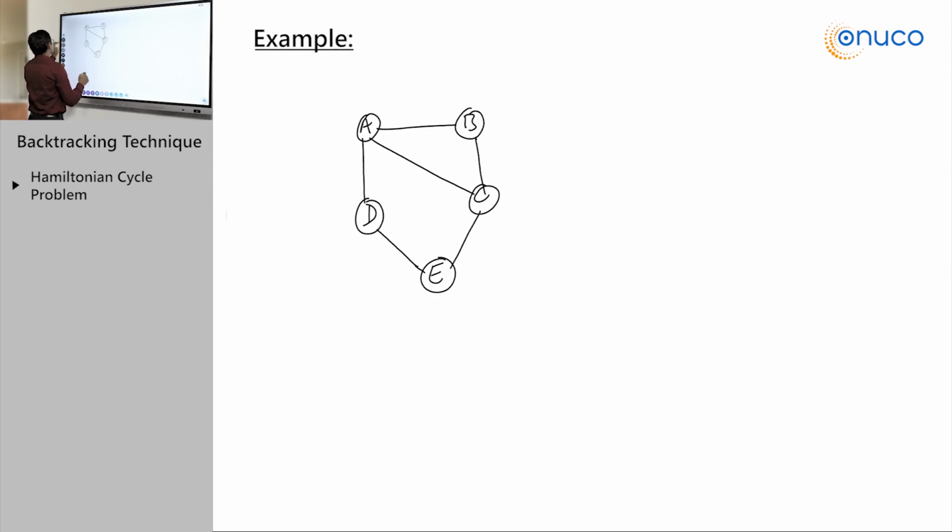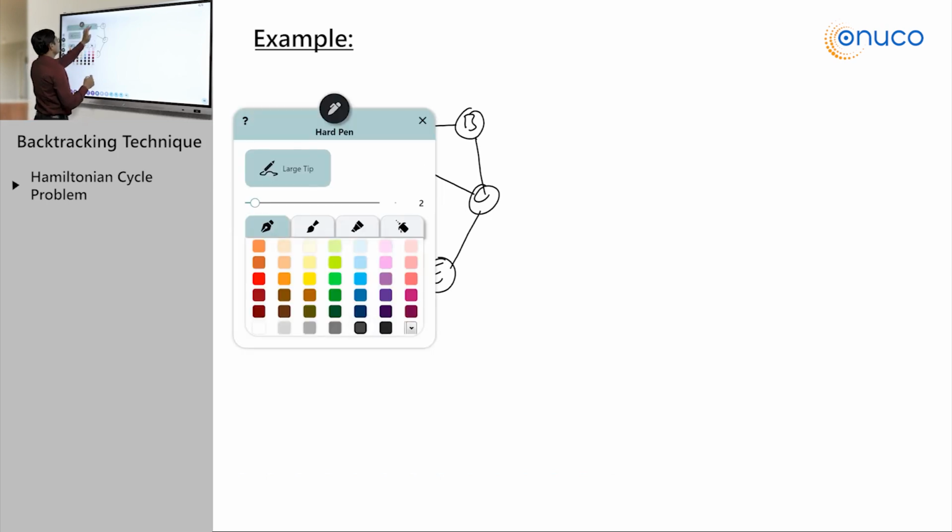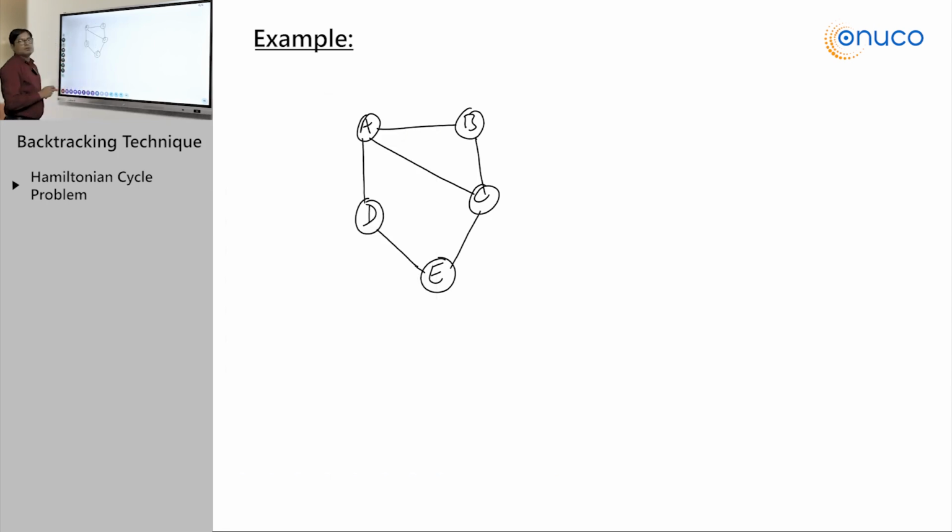So let us see another example with vertices A, B, C, D, E, and we are going to find the Hamiltonian cycle. Here the starting vertex is A. If it is not given in the question, you can start from anywhere, but generally we start the journey from vertex A.